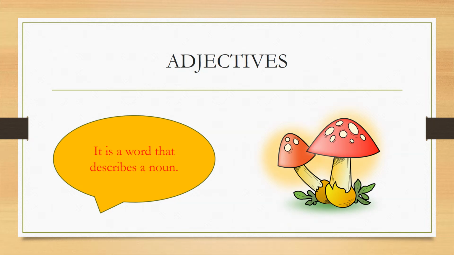Today we are going to start with adjectives. I hope all of you are familiar with this term. Adjectives are also called modifiers. Modifiers means that these are used to give more information about the noun. If you come across its definition, actually it is a word that describes a noun. I hope the second slide will help guide you in understanding the concept.